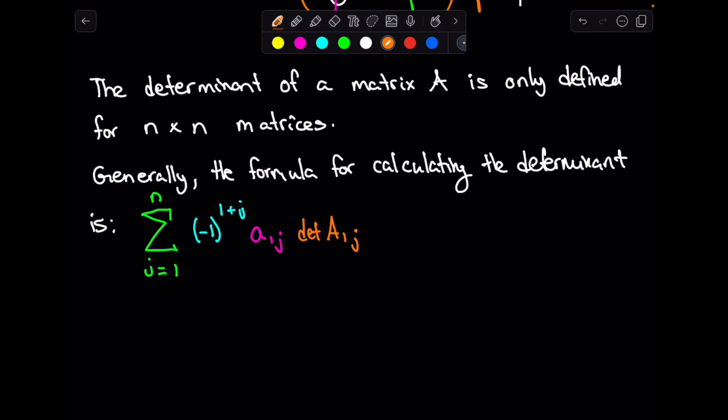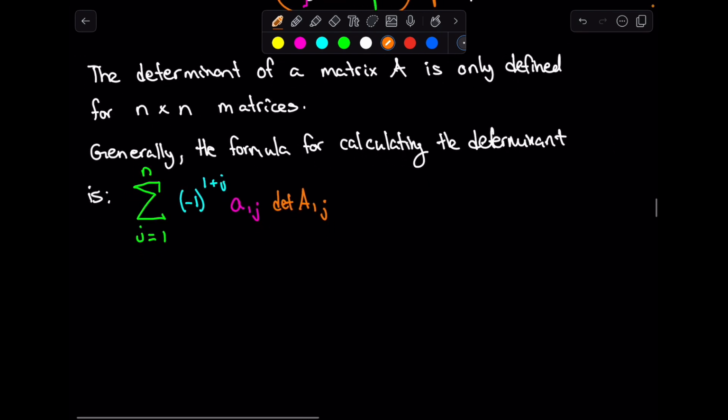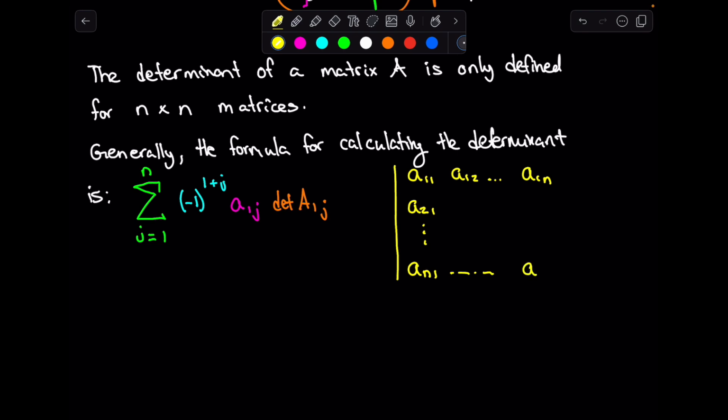Okay, so let's take a look at what this thing really means. Let's suppose that we have some really big matrix that we're trying to take the determinant of. A big matrix has components: row 1, column 1, row 1, column 2, dot, dot, dot, row 1, column n, and then row 2, column 1, dot, dot, dot, row n, column 1, and so on and so forth, up to a sub n.